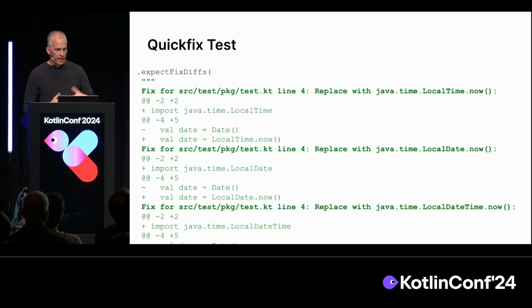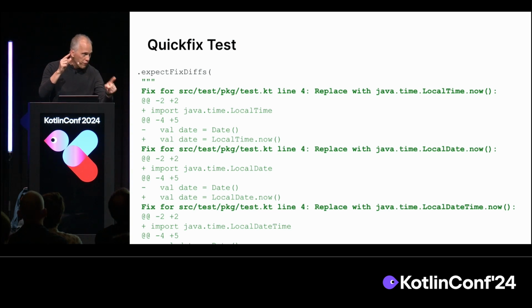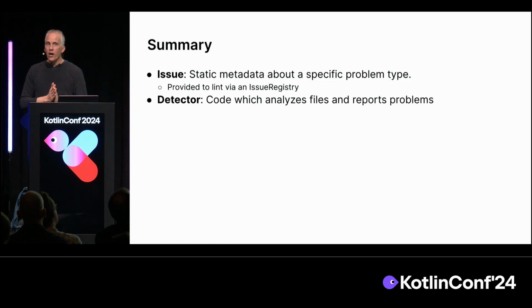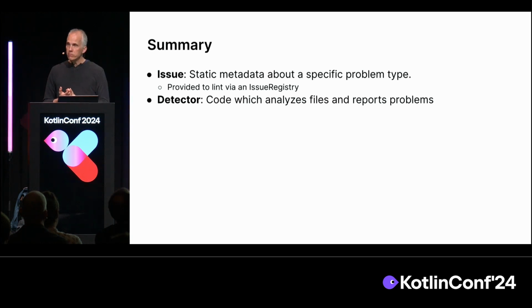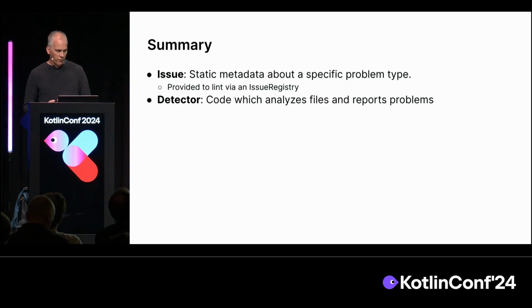And again, when we run the unit tests, Lint will iterate through all the incidents, and for each incident, all the fixes, produce the diffs, and give me that as a unit test. All right, so that's a high-level picture. You describe the issue type you want to identify, and then you write the detector to identify it. Sometimes you offer a quick fix, and you definitely write a regression test to cover it all.